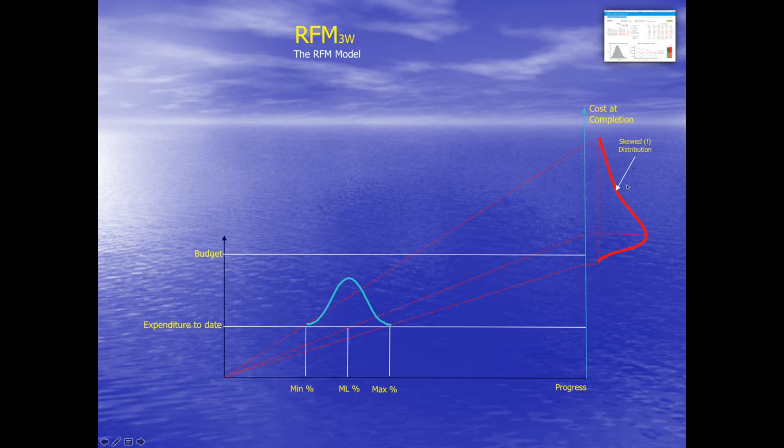Take also into consideration the fact that project people tend to be very optimistic, which means that the minimum progress tends to be optimistic. It should actually have been further down. This again would have resulted in the skewness of cost at completion being even larger. So the chance of an even larger cost at completion is higher.